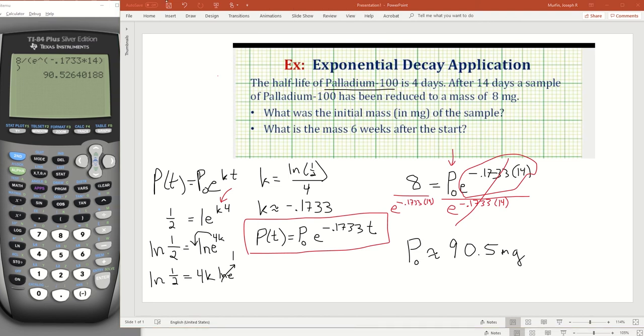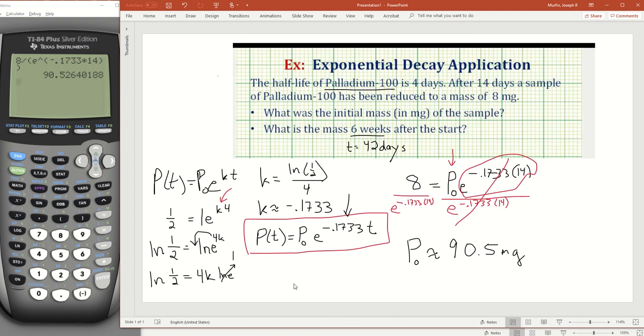Then the follow-up question is actually pretty easy from here. What is the mass after 6 weeks? So be careful. This is in days. This initial formula down here, T is in days, so we want to make sure that we convert this to 42 days and use that in my equation. The reason that this T is in days is because initially when I set this up I was dealing with days, so you have to be very careful with that.